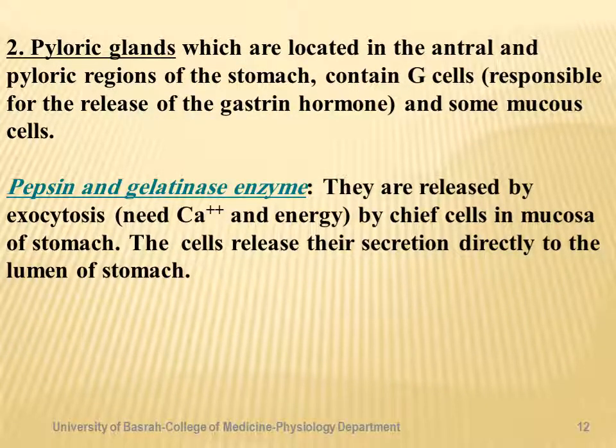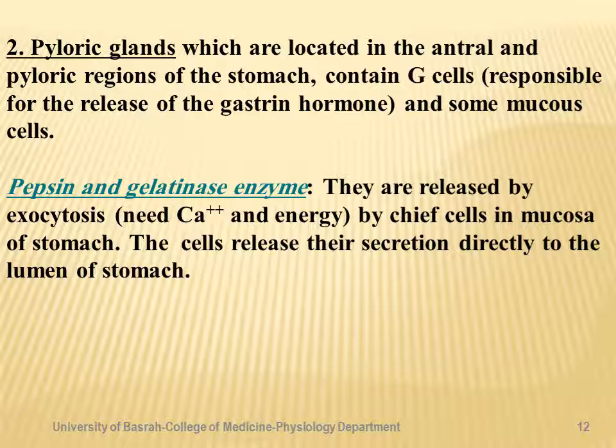The pyloric glands, located in the antral and pyloric region of the stomach, contain G cells that are responsible for secretion of gastrin hormone, and some mucus secreting cells. Pepsinogen and gelatinase enzyme are secreted by exocytosis, which needs calcium, by chief cells in the mucosa lining of the stomach, directed to the lumen of the stomach.